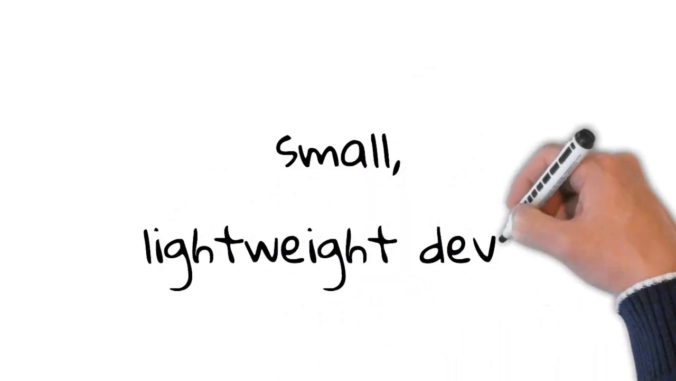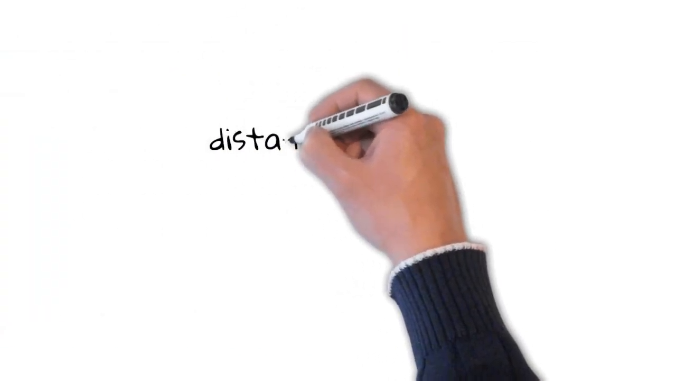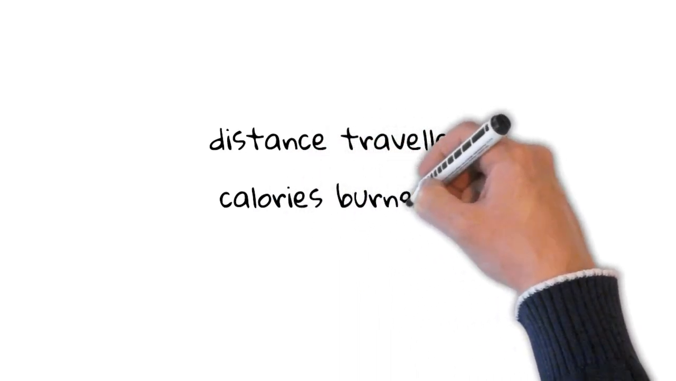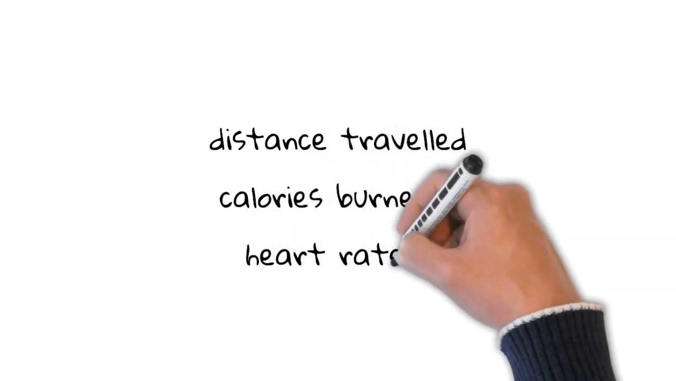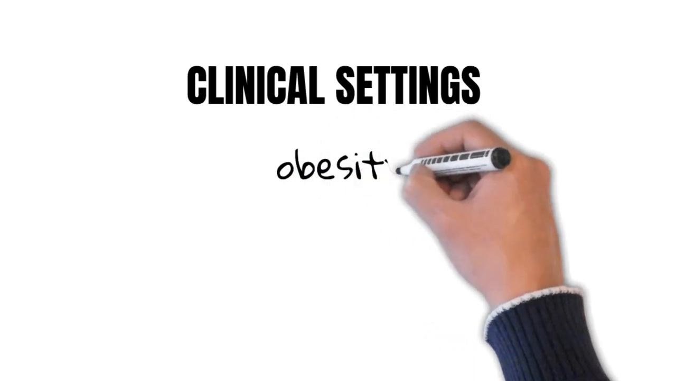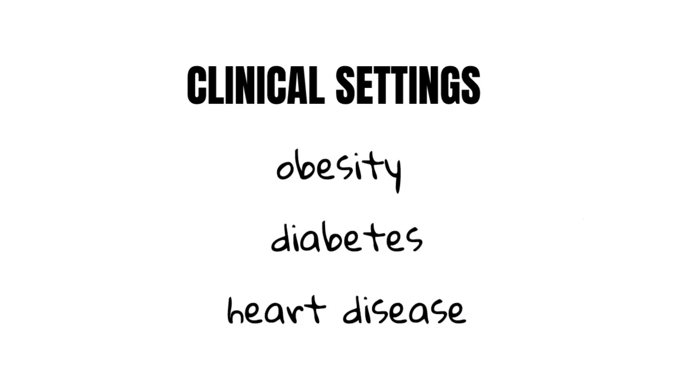Pedometers typically consist of a small, lightweight device that is worn on the waistband of the individual's clothing, which detects and records vertical movement as steps. Some more advanced pedometers may also measure other variables, such as distance traveled, calories burned, and even heart rate. They have also been used in clinical settings to monitor physical activity levels in patients with chronic conditions, such as obesity, diabetes, and heart disease.